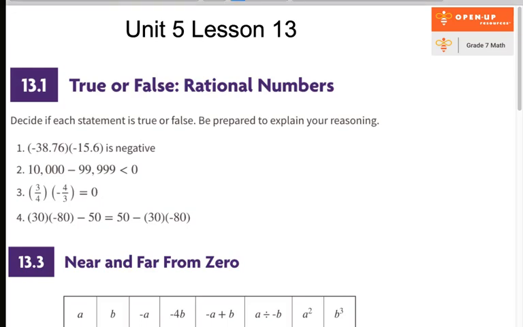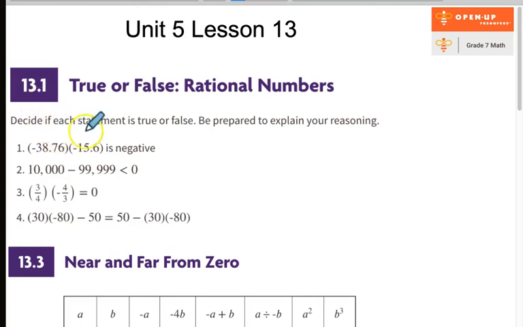Unit 5, Lesson 13. True or false rational numbers. Decide if each statement is true or false and be prepared to explain your reasoning. So let's look at number 1. Number 1 says negative 38.76 times negative 15.6 is negative.